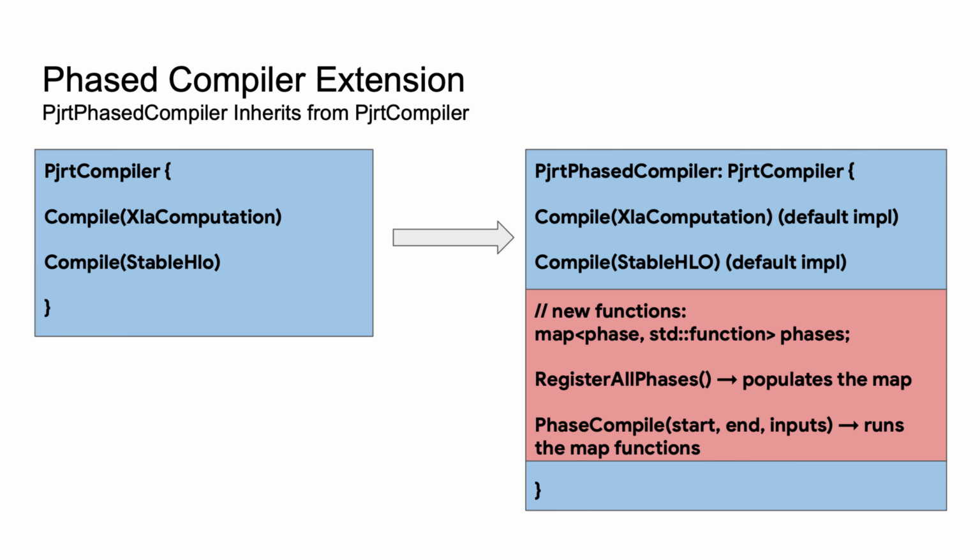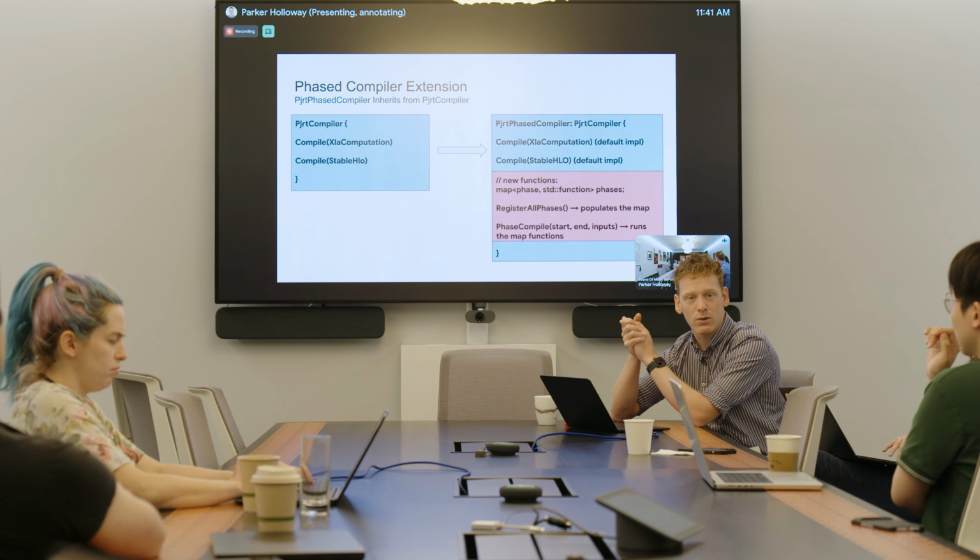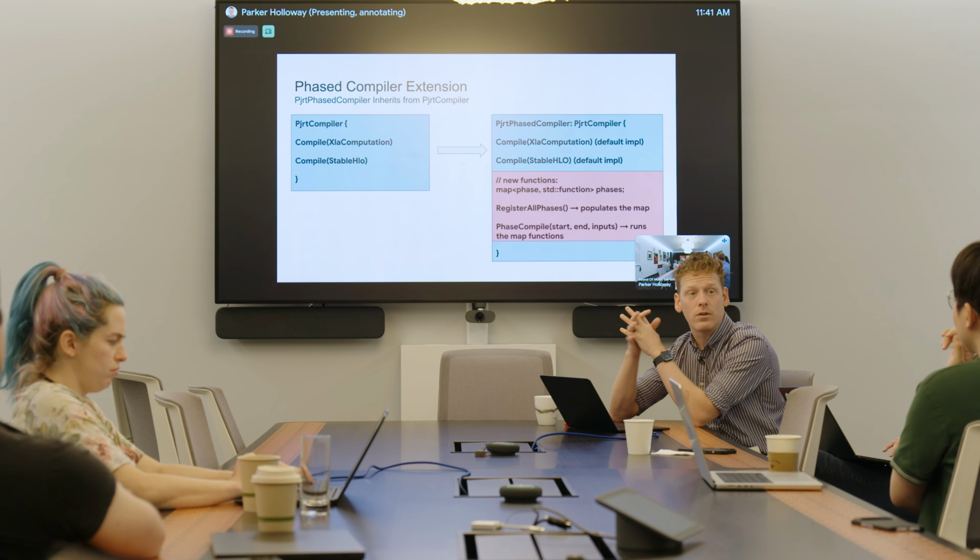Phase compile runs from the start phase that you provide to the end phase that you provide, with all of the inputs that you're providing. So notice that it is inputs here. So you can have phases that go 1 to n. You can have phases that are 1 to 1, and you can have phases that are n to 1. So if you wanted to break up your compilation so that you can parallelize the different phases of your compilation, this gives you the ability to do that as well. You can break it up into parallelizable segments.